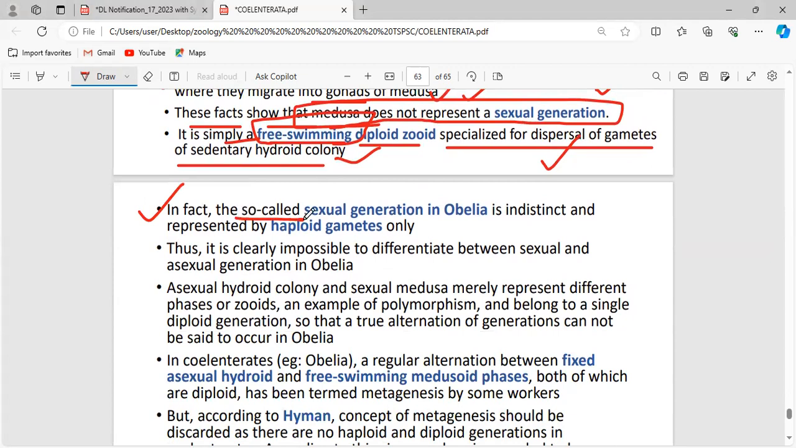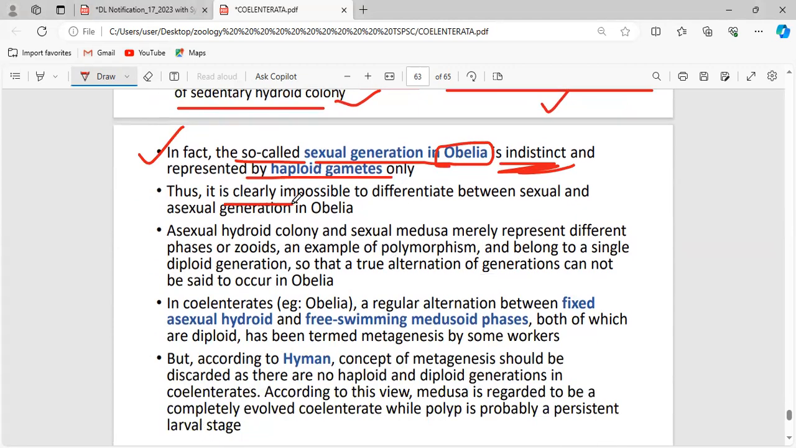In fact, the so-called sexual generation in Obelia is indistinct and represented by the haploid gametes only. Thus, it is impossible to clearly differentiate the sexual and asexual generations in Obelia. That is why it is said to come under alternation of generation, but not true alternation of generation.